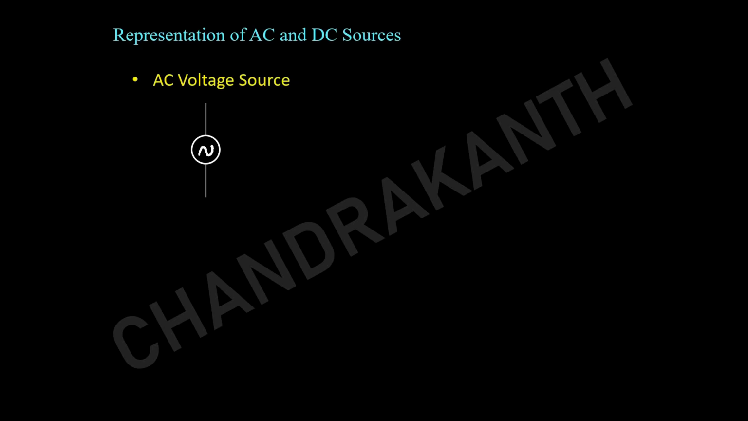AC voltage sources are basically represented by the symbol of a circle. Inside there will be a sinusoidal symbol. This symbol is the indication that it is an AC voltage source. DC voltage sources are always represented with the plus and minus polarities inside or outside the circle.